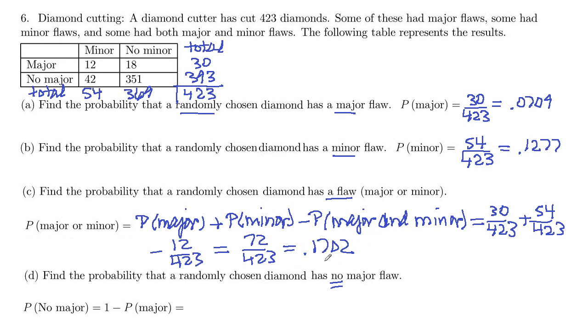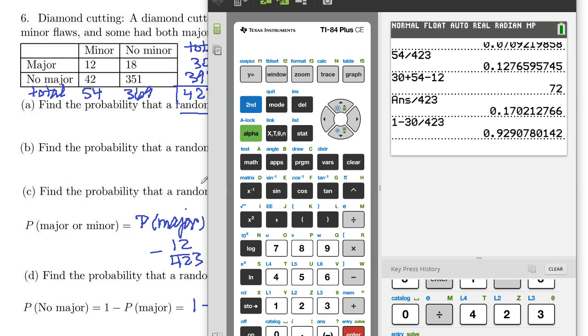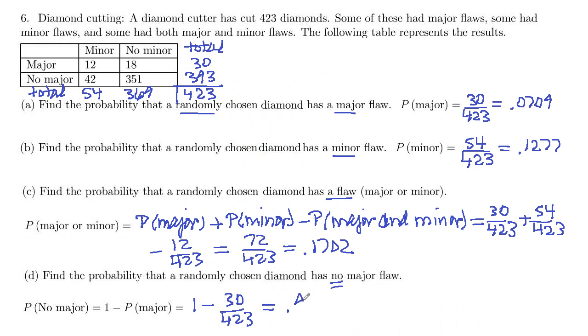Probability a randomly chosen diamond has no major flaw. So that no is like a not. That's complement rule. So probability of no major flaw is 1 minus probability there is a major flaw. So this will be 1 minus probability of a major flaw right there, 30 over 423, which is going to be 1 minus the 0.0709. 1 minus 30 over 423 is 0.9291. So 92.91% chance that there's no major flaw.